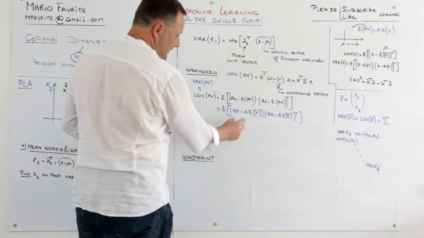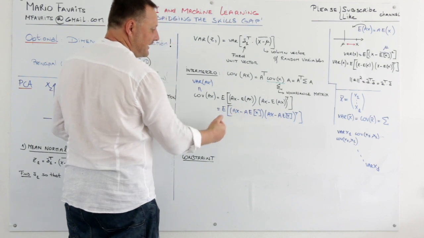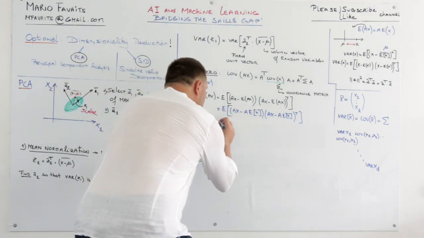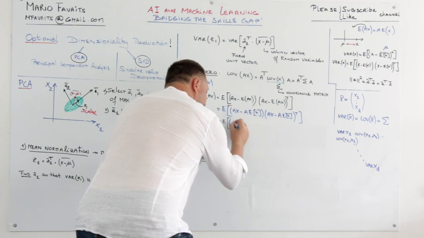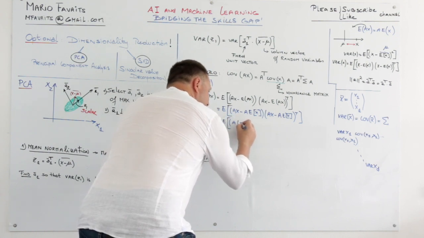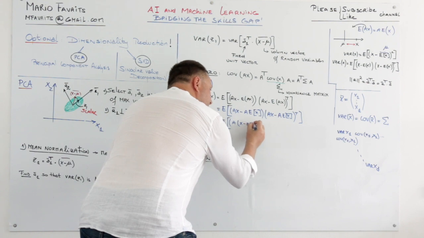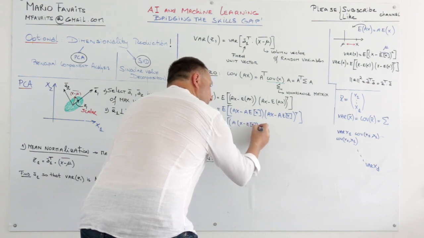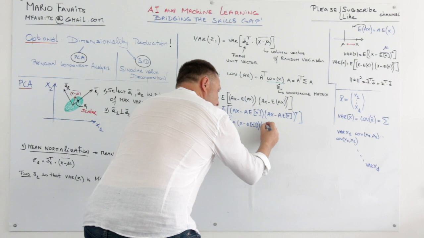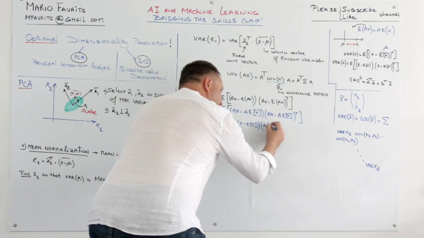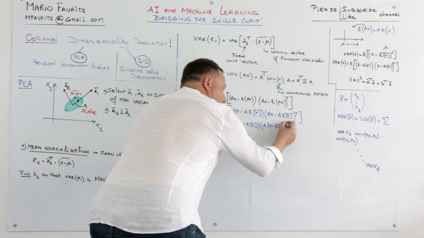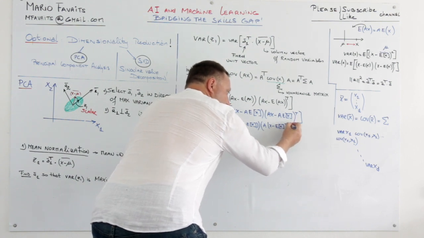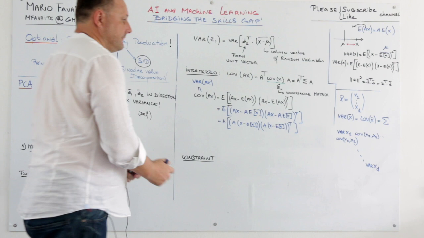Now you're going to see the two A's here. We put this A outside of the brackets. So it equals the expected value of A times X minus the expected value of X. And the same on the transpose side is X minus the expected value of X, transposed, and then we close the brackets.